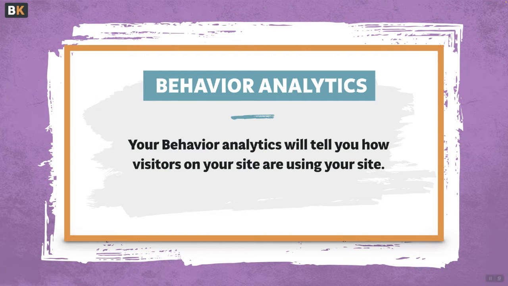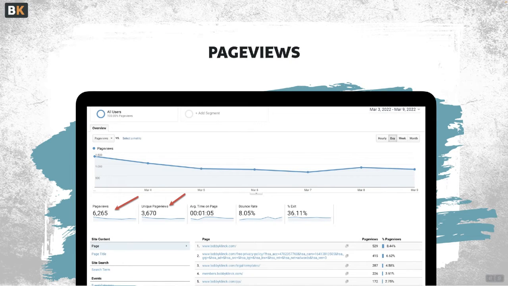Okay, so we're going to start with behavior analytics. Your behavior analytics will tell you how visitors are using your site. And here's a quick overview inside of Google Analytics. So first, we're looking at page views. Page views are how many pages were viewed on your website in a given time frame. So if a user visits the same page multiple times, all visits are counted. So it's all pages viewed on your website in a given time.